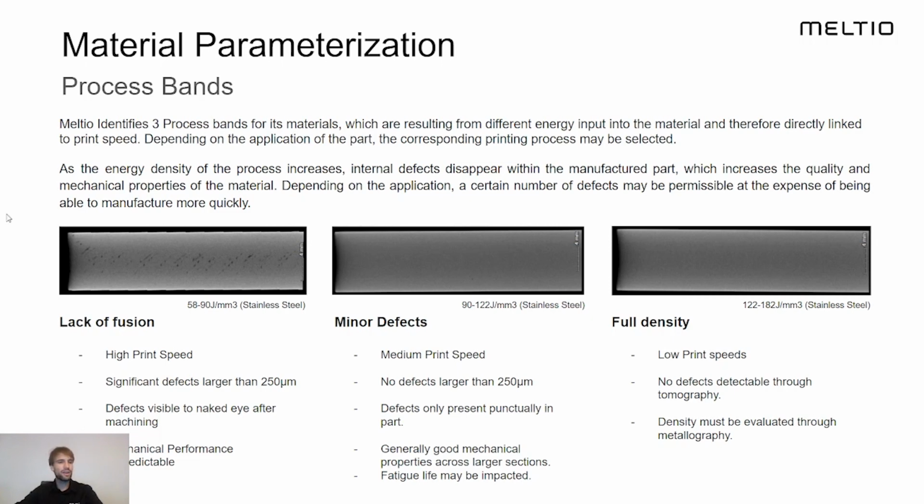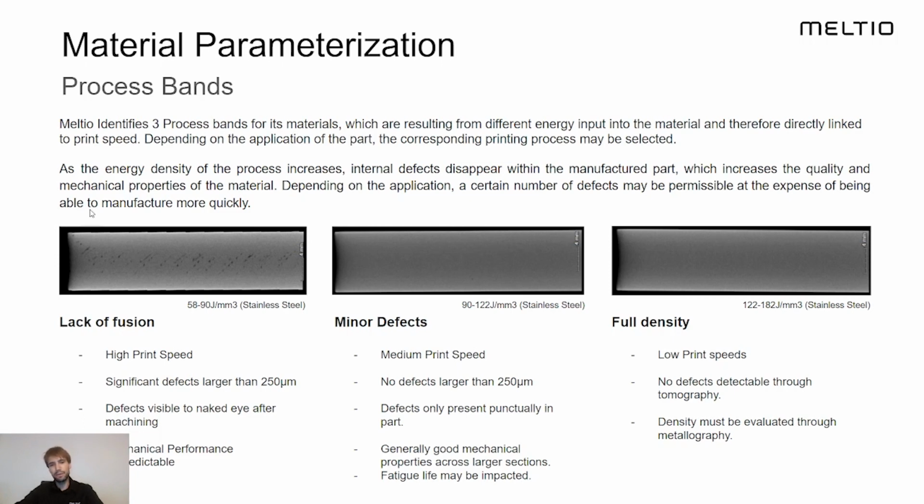And now lastly, we have lack of fusion. Now in this process band, you can print parts at extremely high speeds, oftentimes more than twice as fast as you would be able to print them at fully dense parameters. But you also get significant defects, and these defects may also be visible to the naked eye after machining. And also the mechanical performance of these parts is going to be unpredictable.